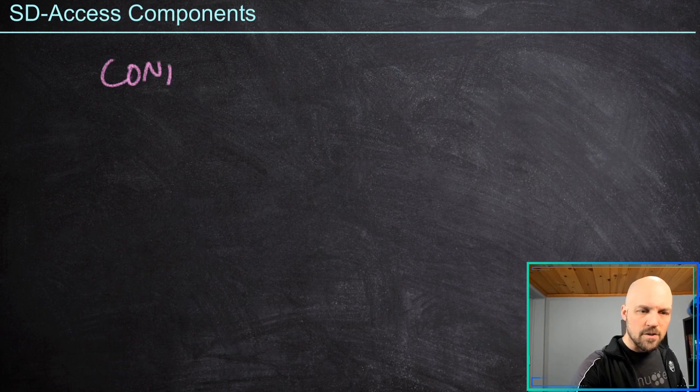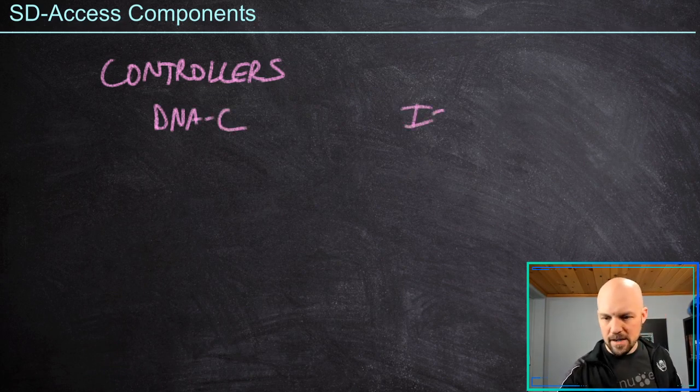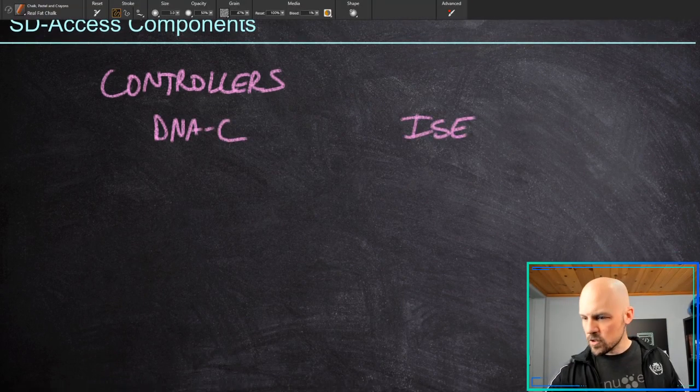All right, either way. So controllers, what do we got here? We got two controllers we need to worry about. We've got DNA Center, and we have the Identity Services Engine, or ISE.